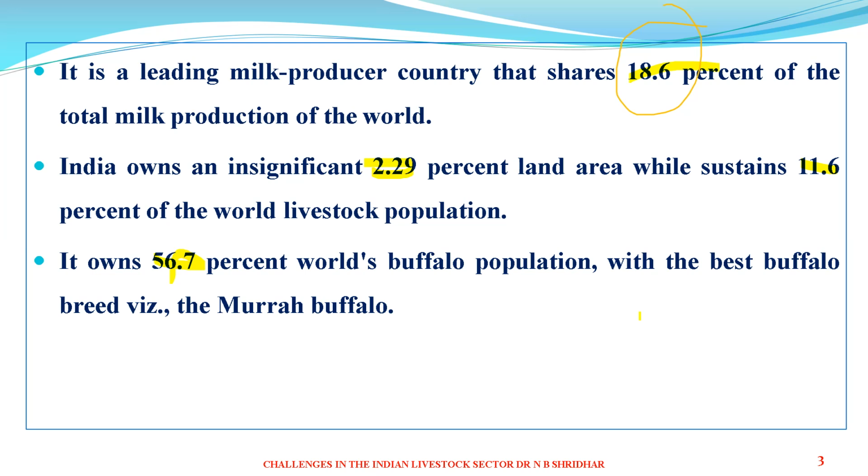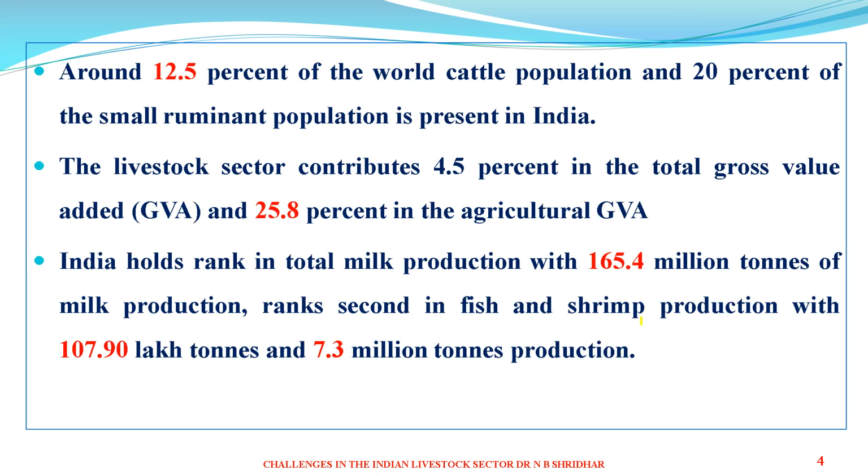And we have our best buffalo breeds like Murrah, Surti, etc. Around 12.5% of the world's cattle population and 20% of the small ruminant population, that is 20% of the sheep and goat, is present in India. The livestock sector contributes 4.5% of the total gross value added, GVA, and 25.8% of the agriculture GVA. GVA means gross value added.